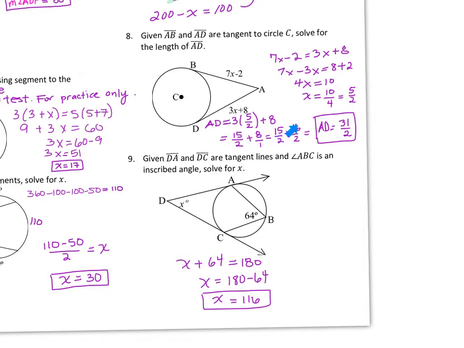So I end up with 16 divided by 2. And then I'm adding that to the 15 over 2, which turns into 31. And since the denominators are the same, they stay the same. You don't add these two together. And AD is 31 over 2. You could turn that into a decimal if you'd like. On number 9, these two angles add up to be 180. So x plus 64 equals 180. If I subtract the 64, x equals 116.